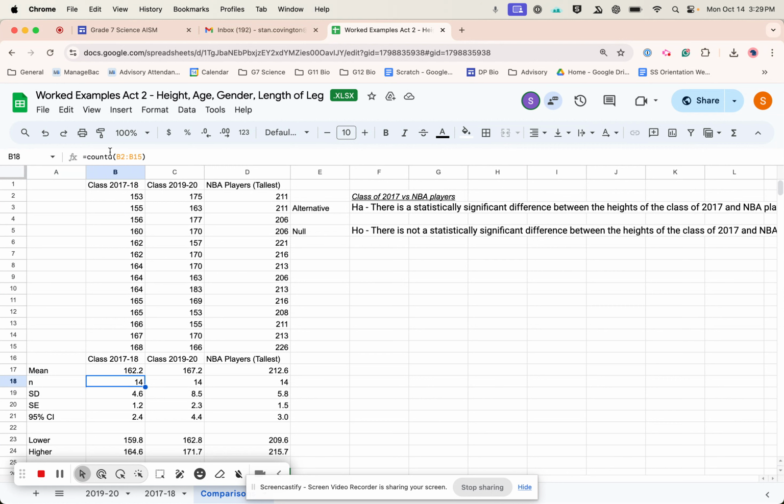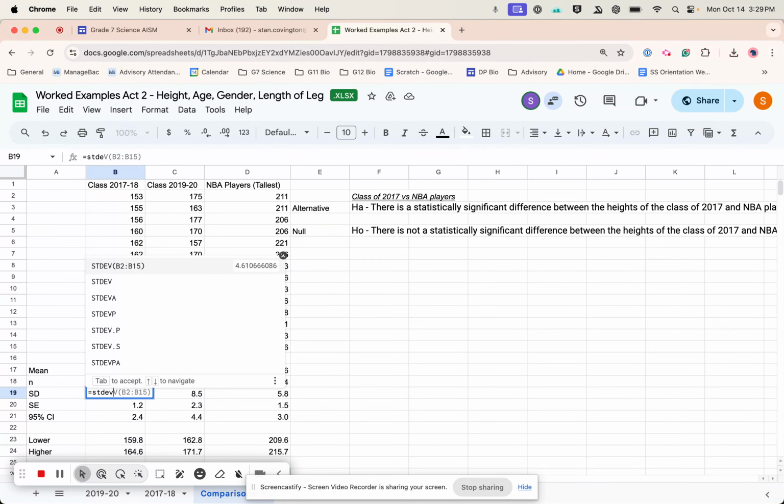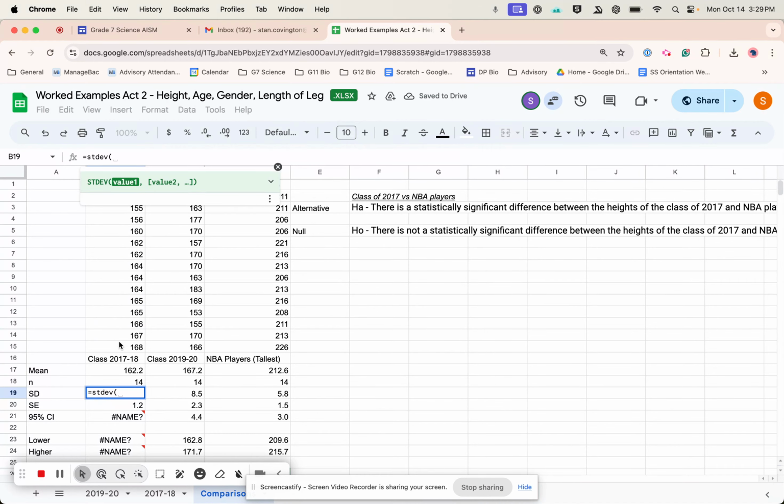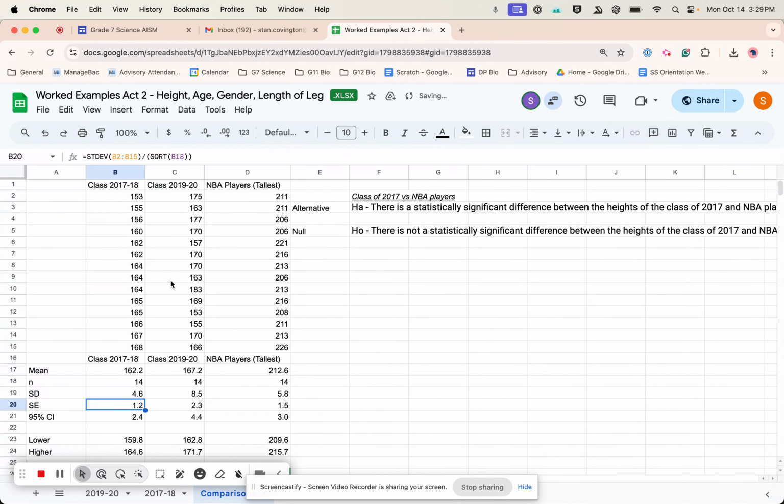So here we just use equals and then we use count A and we highlight what we want to count. So all this does is it counts the number of entries in here. So there's 14, easy. Then we calculate the standard deviation and we do that by typing in standard dev and highlighting the ones we want. So we highlight those values and done. It calculates it for you.